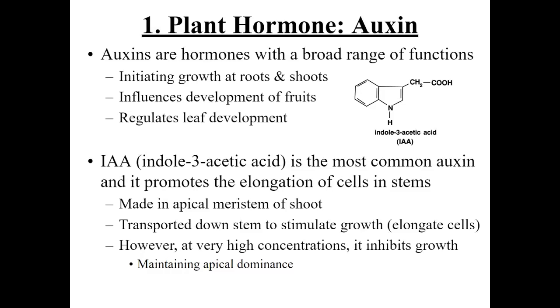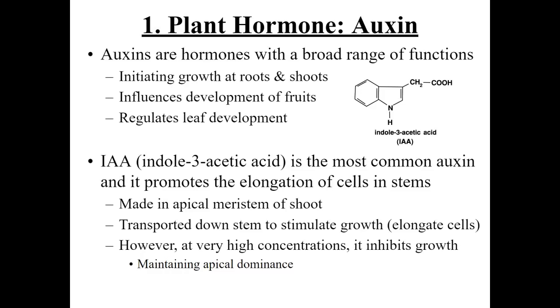And then the same for leaf development. So it's responsible for all of those things. IAA is the most common type of auxin, and it is the one that promotes the elongation of cells in stems. So we've already looked at this type of auxin, and we'll continue to look at how this type of auxin works in more detail.